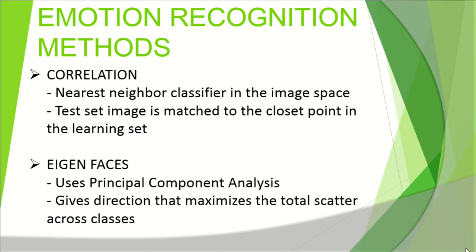methods that reduce the dimensions of the image space. One such method is eigenfaces. Eigenfaces uses principal component analysis. So, coming to principal component analysis, this tries to define an image space in as few dimensions as possible while covering all the variances it has. That is, it gives the direction that maximizes the total scatter across all the classes. Classes in this case are the image classes.